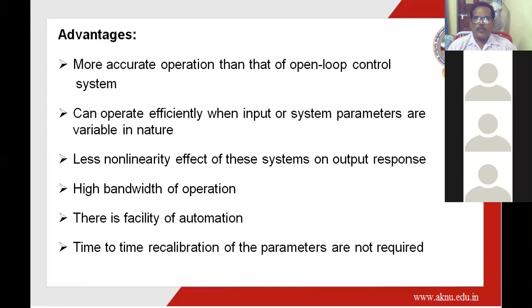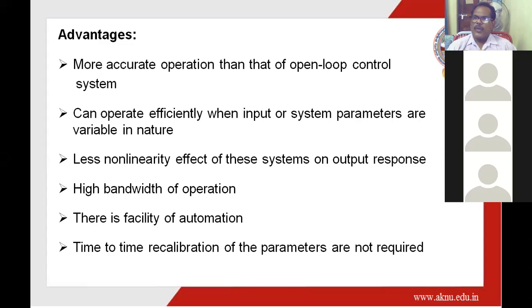The closed loop system has more accurate operation than the open loop system, and can operate efficiently when the input or system parameters are variable in nature. For example, when the input signals are varied, it can operate more efficiently compared with the open loop system, with less non-linearity effect.